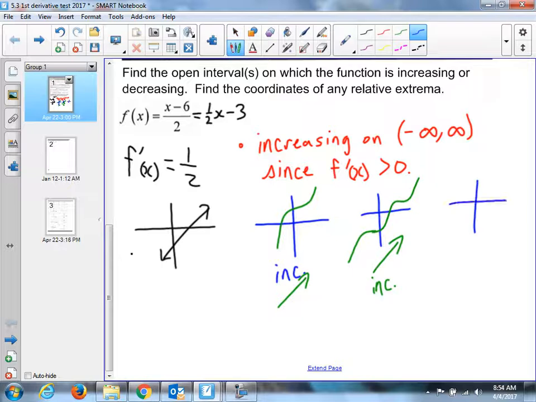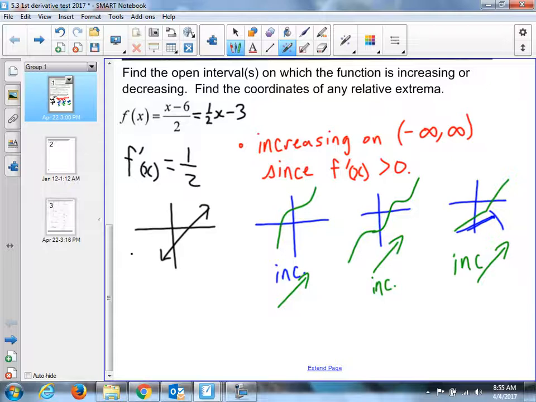How about this one? This is still increasing. This is sort of that scenario in the rule. It's increasing from left to right. Definitely increasing for the first portion, right?